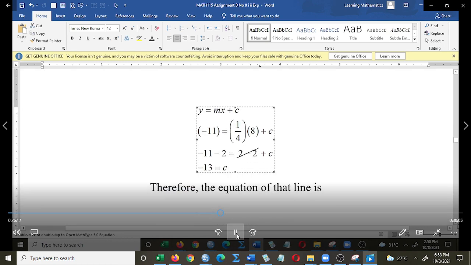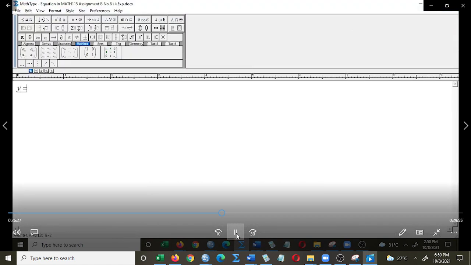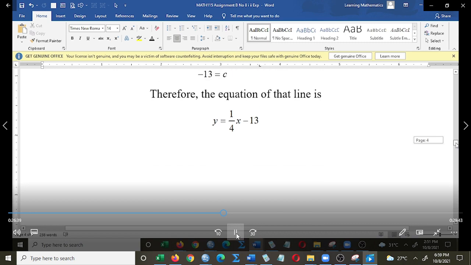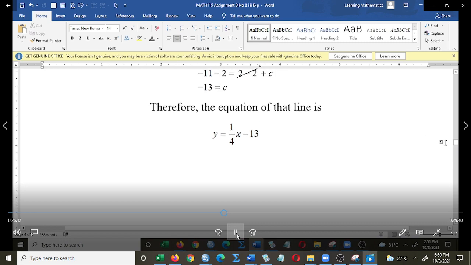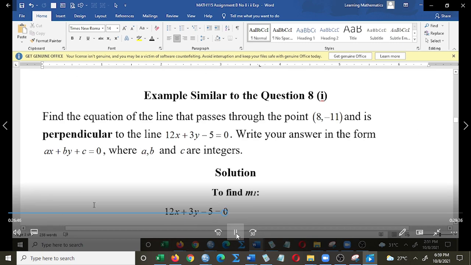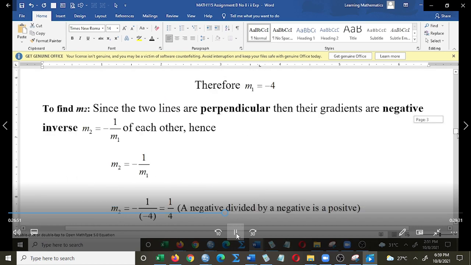Okay, so we have found m and c. Therefore, the equation of the line is y equals 1 over 4 x minus 13. Now the question says we have to write our equation in the form ax plus by plus c is equal to 0.